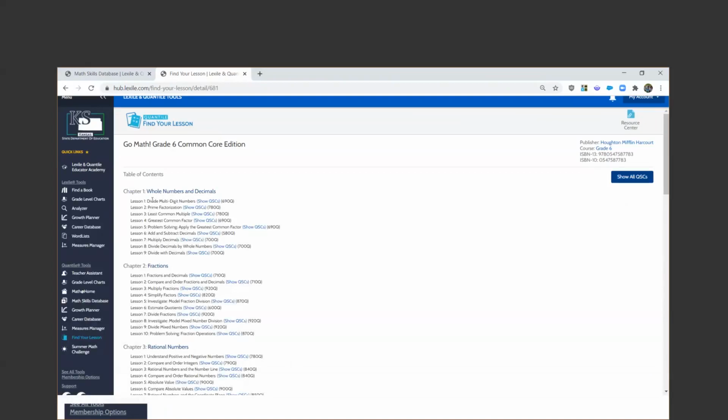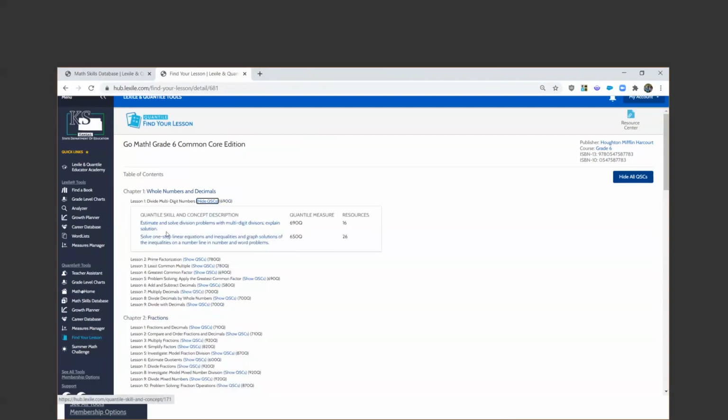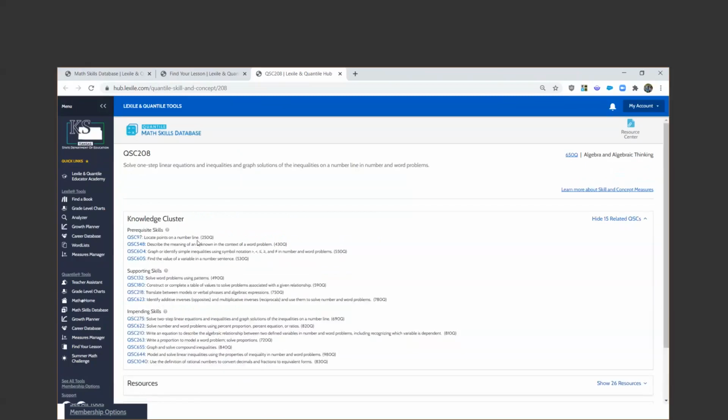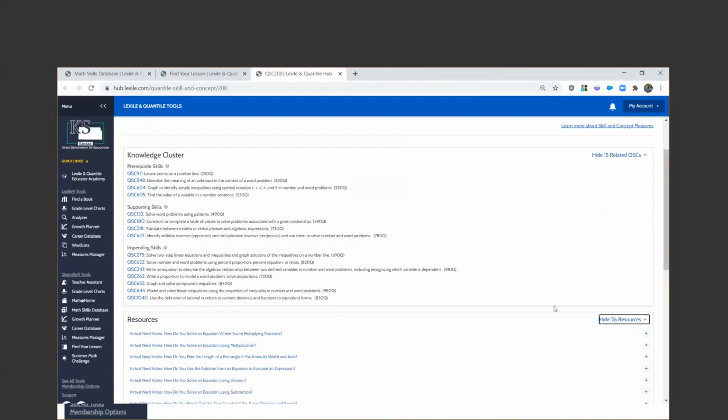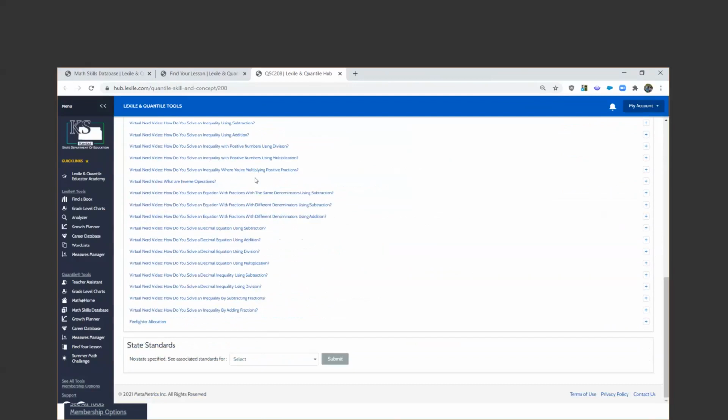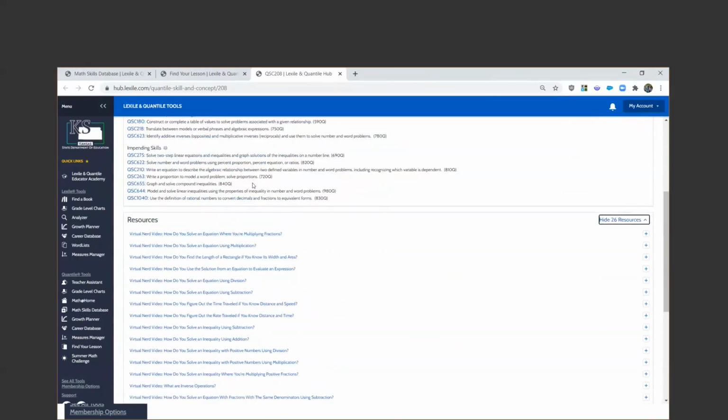And what you see here is that the table of contents is detailed out, where it shows me chapter by chapter, lesson by lesson, the quantile measure, in other words, how difficult that particular lesson is for the entire textbook. So as you see here, I know the font is very, very small. Lesson one in chapter one has a quantile measure of 690Q. And if I click on Show QSCs, I can actually explore which quantile skills and concepts are explored within that particular lesson. And again, if I follow the links, then I can go to that detail page where I see the mini learning progression. And I see in this instance, the 26 different resources that are available to help teach that particular lesson.